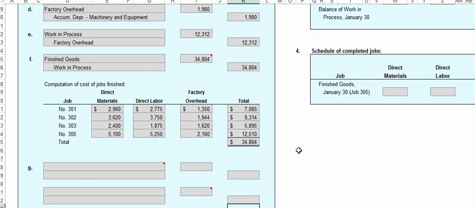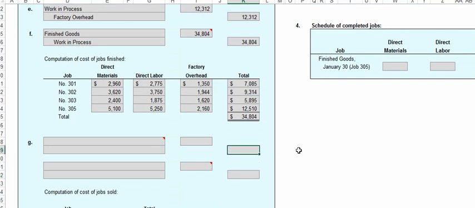Then on G, they tell us, in F, they did tell us which jobs were completed: 301, 302, 303, and 305. They're included here on your chart. On G, jobs were shipped and customers were billed as follows. Now, of the jobs that were completed, here are the ones that were sold and their sales prices.